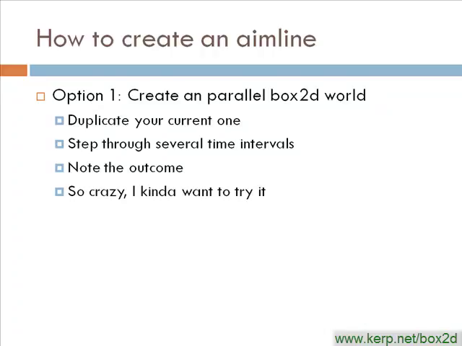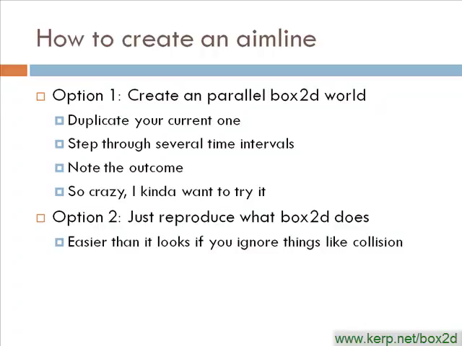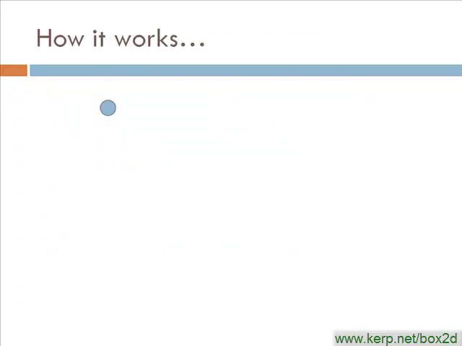Now, this is so crazy that I kind of want to try it just because I think it's really weird. But I think for the purposes of a tutorial, it's a little too complicated. Plus, I have no idea if I could actually get this to work. I haven't tried it yet. So option two is to just reproduce what Box2D does. And it turns out this is easier than it might look at first if you ignore things like collision. If all I'm doing is reproducing the way an object moves with acceleration in one dimension, that's actually fairly easy. And this is essentially how we're going to do it.